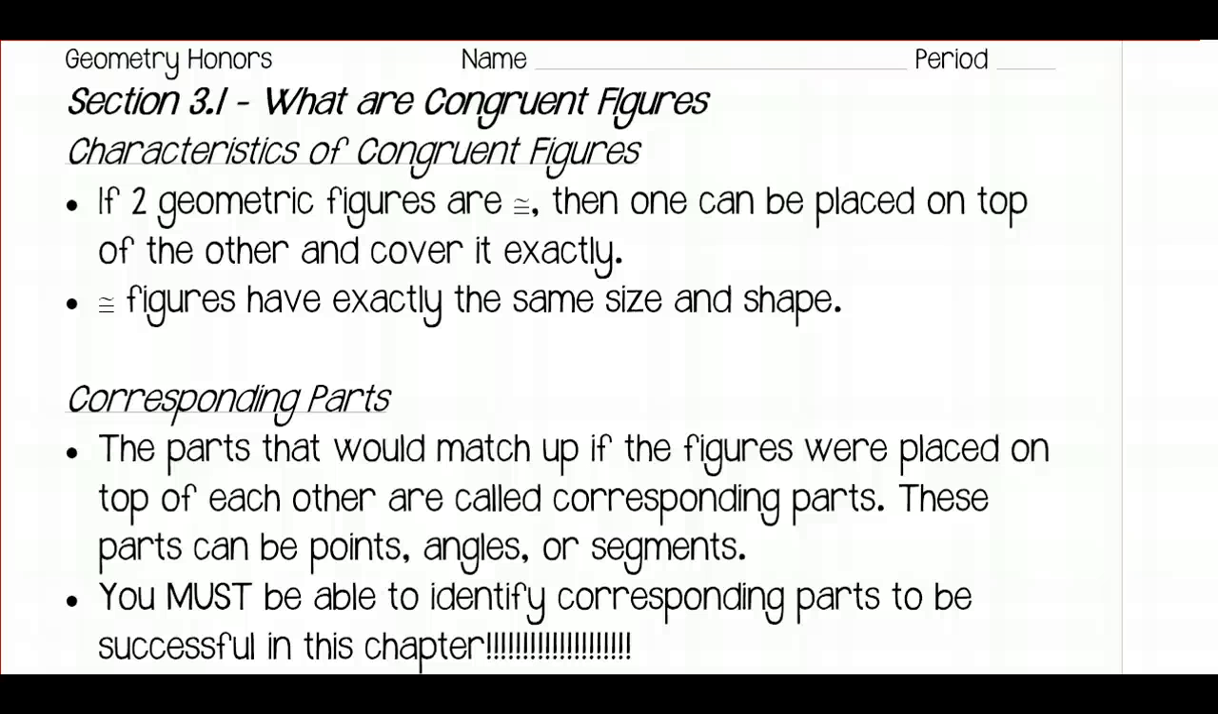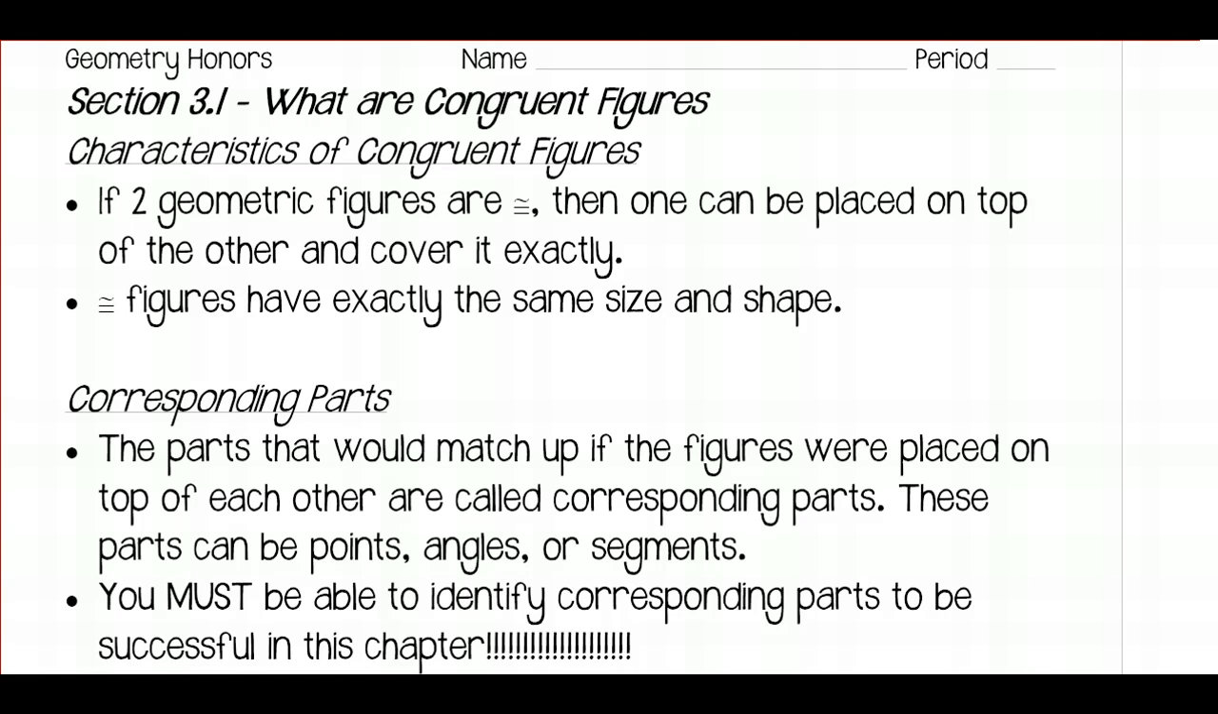Alright, so we're moving on to Chapter 3. These are the video notes for Section 3.1, where we're going to be talking about congruent figures. And some of the concepts in this section are going to be really, really important for the rest of the semester and into second semester as well.